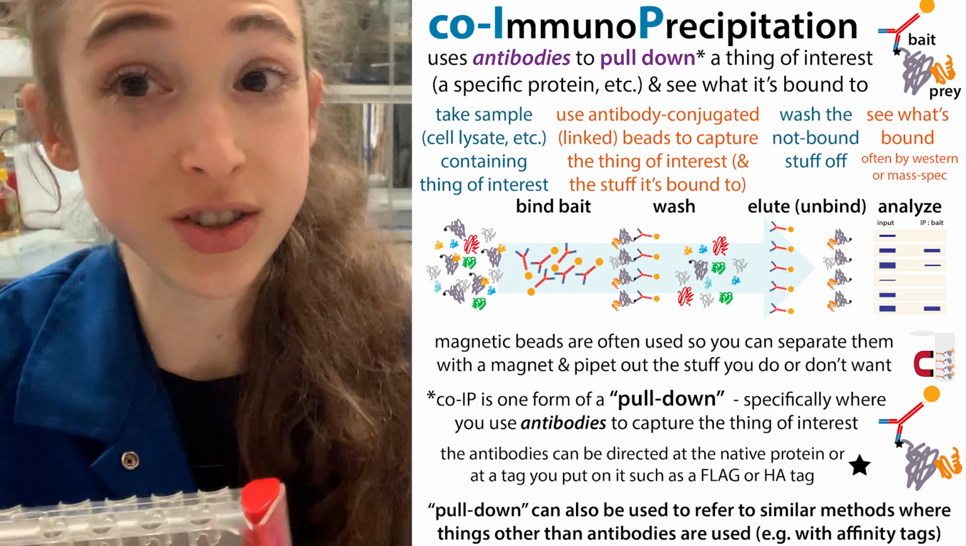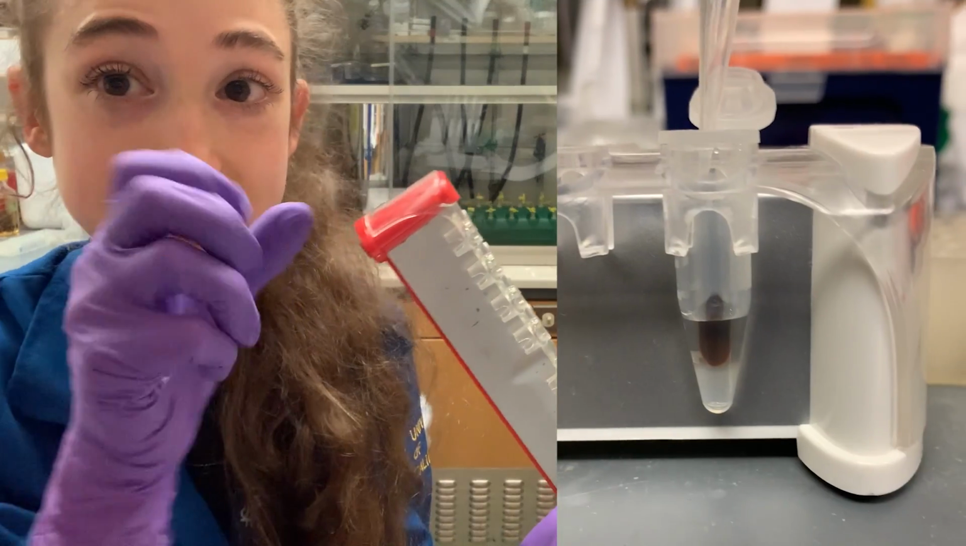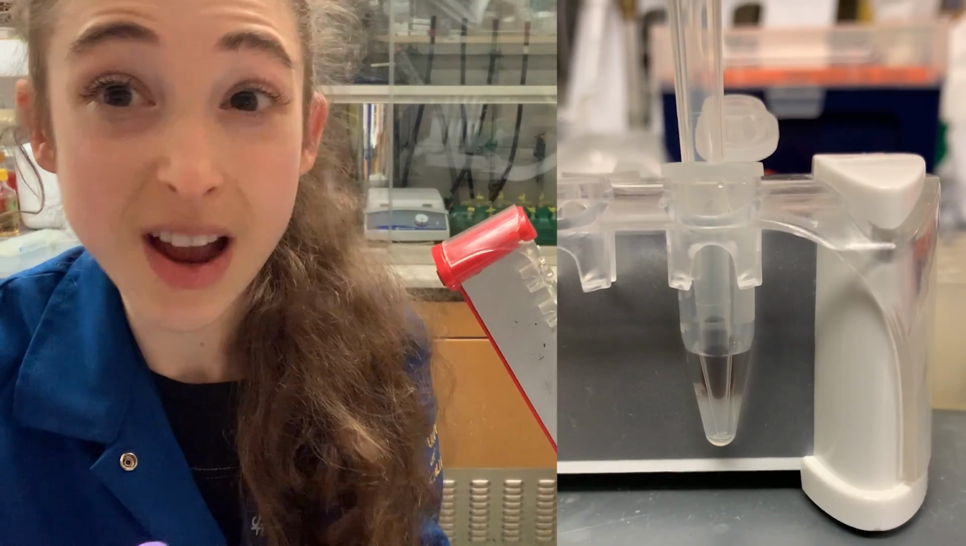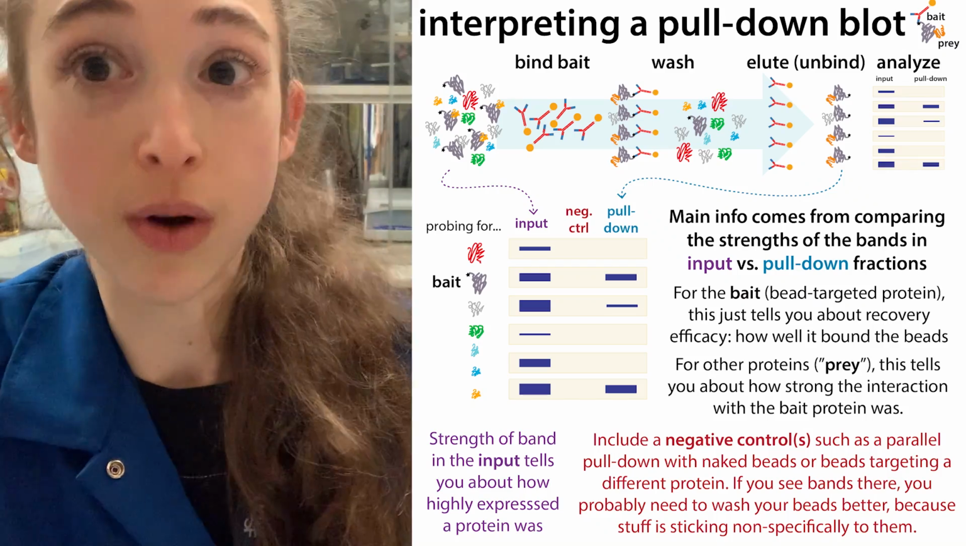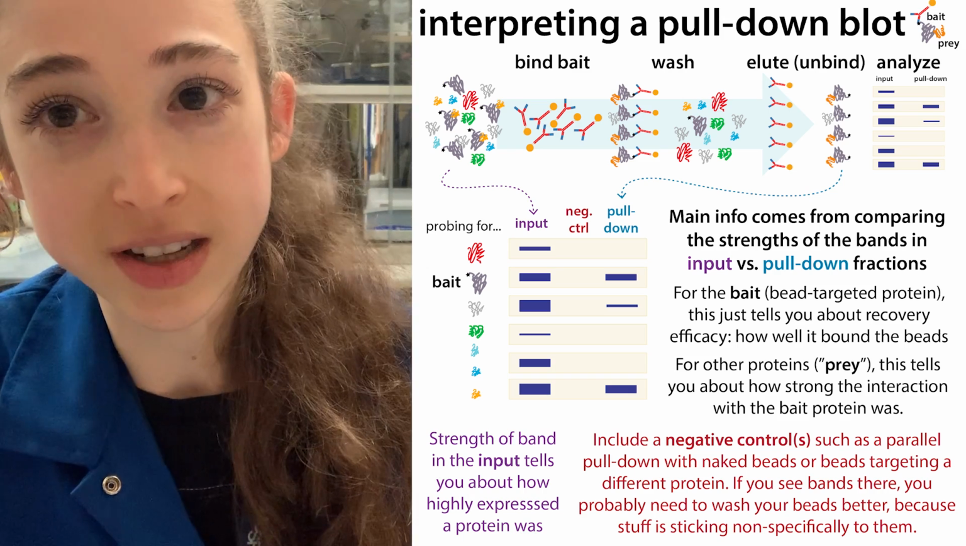So a co-IP is just a form of a pull down, and often with these you're using some sort of magnetic beads. You're going to be able to isolate the stuff that's bound, wash off the stuff that's not bound, and then look and see, okay, what was bound? So here's a lot more detail.